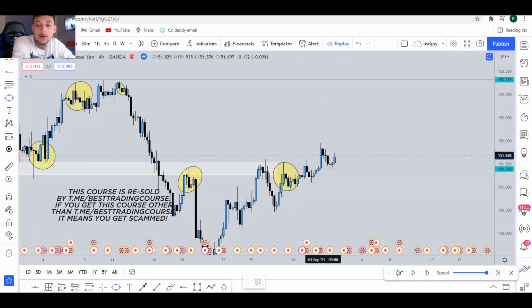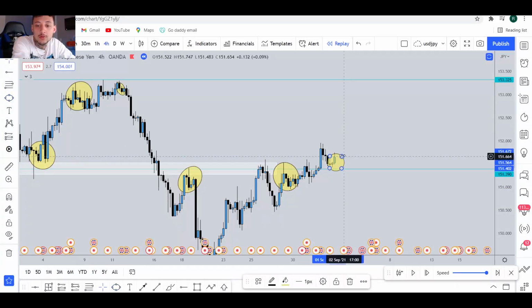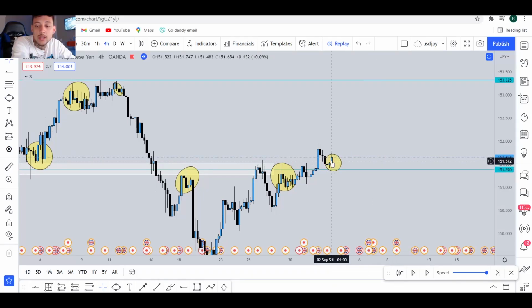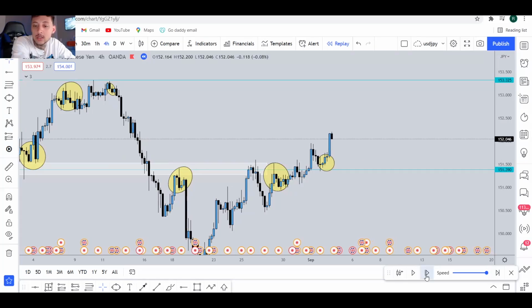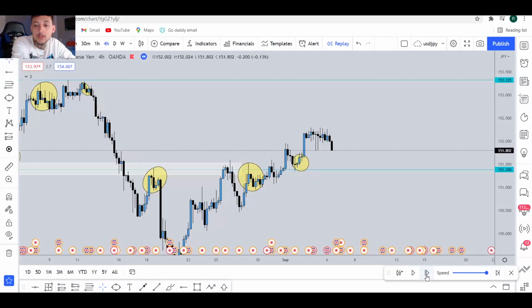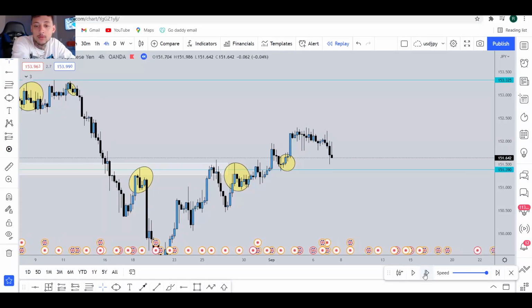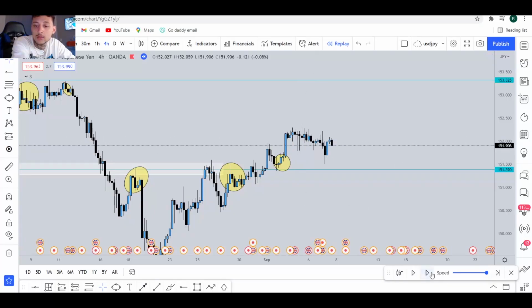So again, we have another entry. This is a bullish variation. This is a high probability bullish variation as well, because it closed above the highest high of the previous candle. So let's see how well this trade would have played out. It did go in our favor pretty much almost right away, but now it's pulling back to about entry.